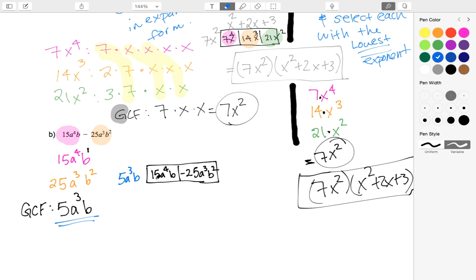I think about 5 times what gives me 15? Well, that is 3. And then a cubed times what will give me a to the fourth? Just a. And then b times what will give me b? Well, 1, but I don't have to write it. Okay. And then here, 5 times what will give me negative 25? Well, negative 5. And then a cubed times what will give me a cubed? Well, 1. I don't have to write it, so that's okay. And b times what will give me b squared? And the answer is b. So my answer in this case is 5a cubed b times the quantity 3a minus 5b. Okay. And that is my answer.